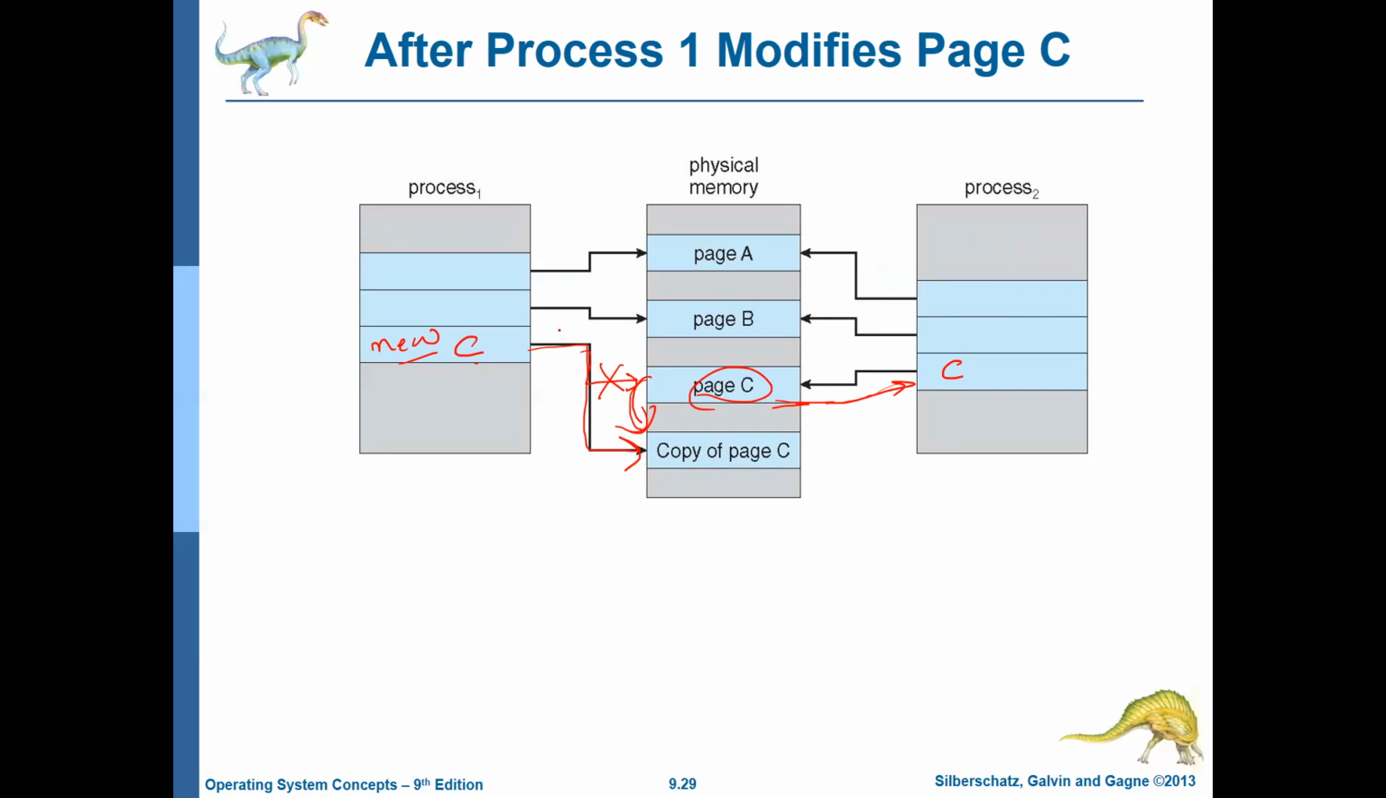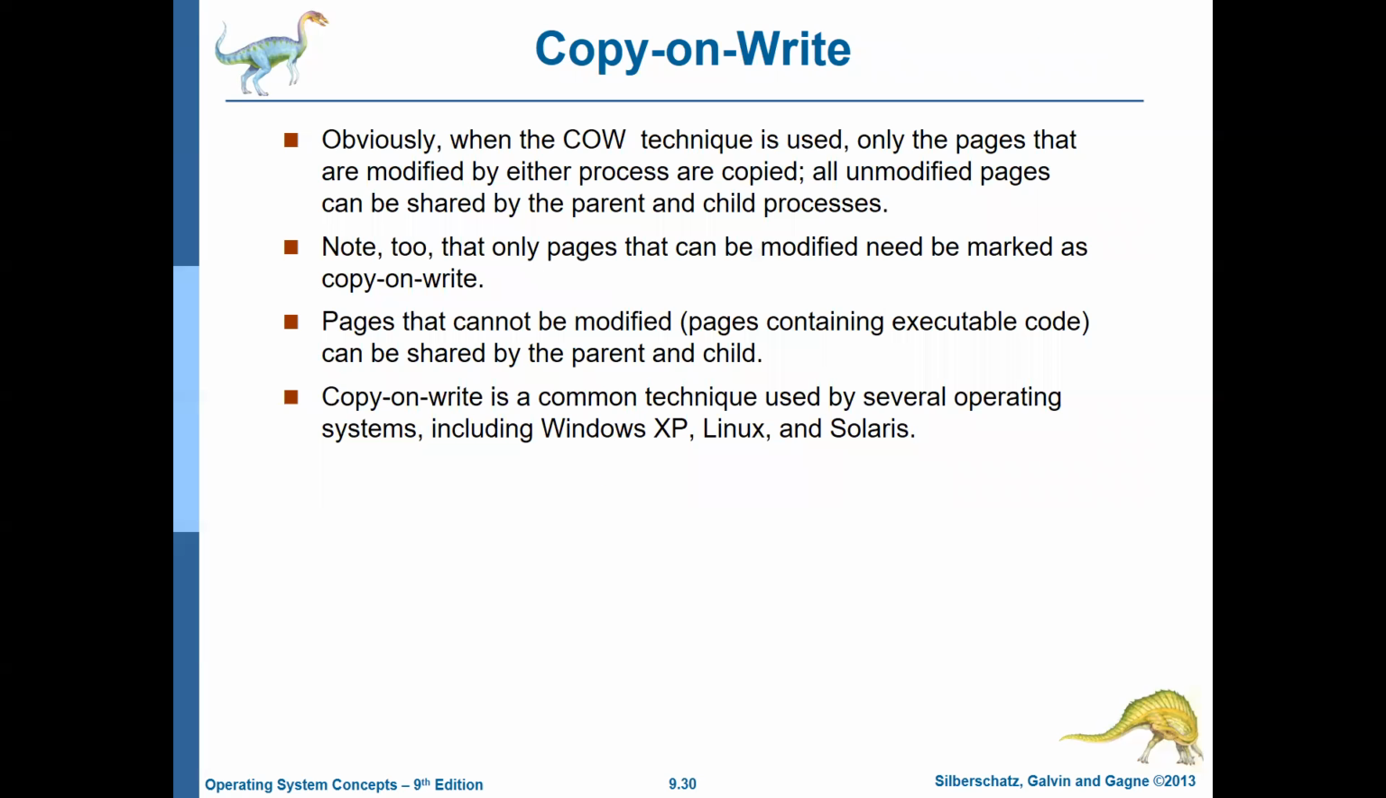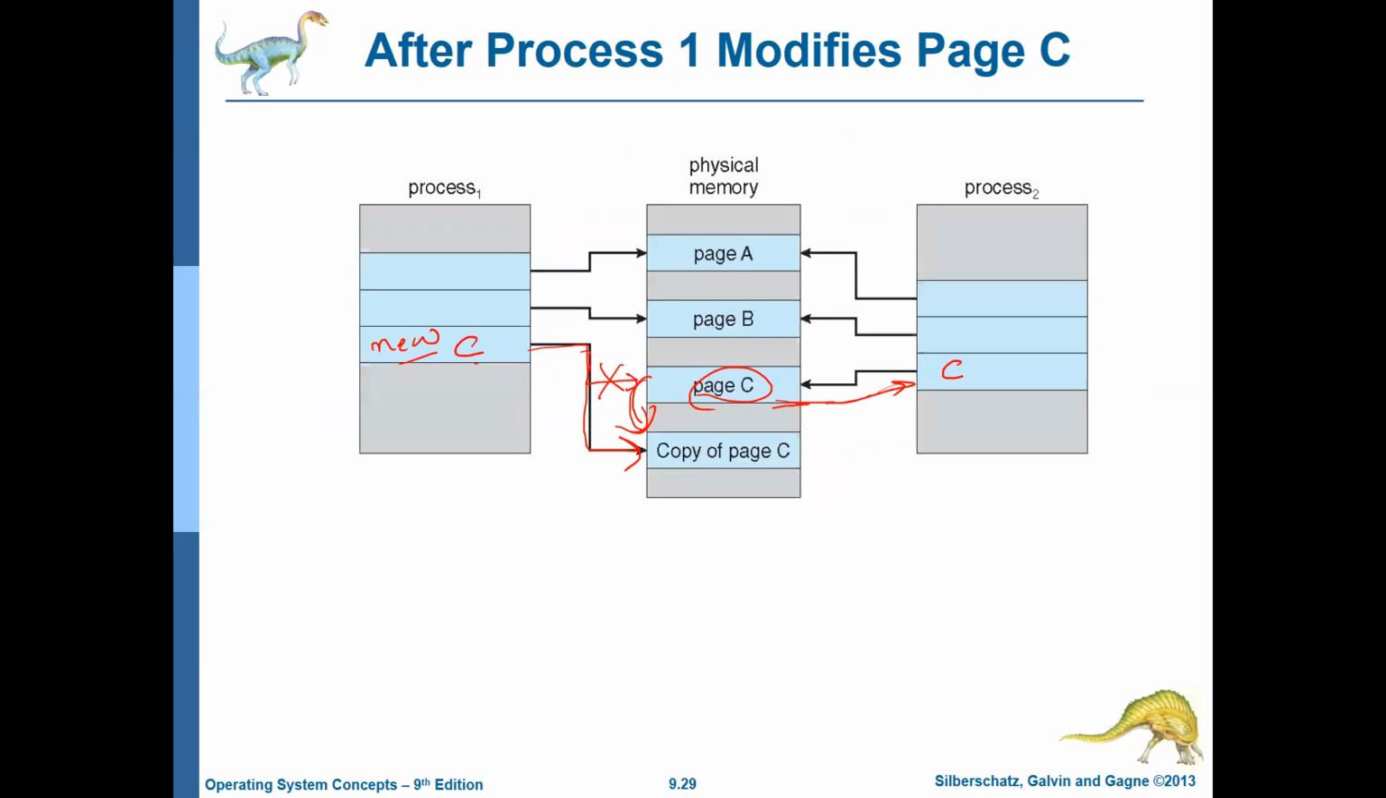So that is what happens here. This is known as copy on write. Now you can see, obviously, when the COW technique is used, only the pages that are modified by either process are copied. You can see in this particular figure.